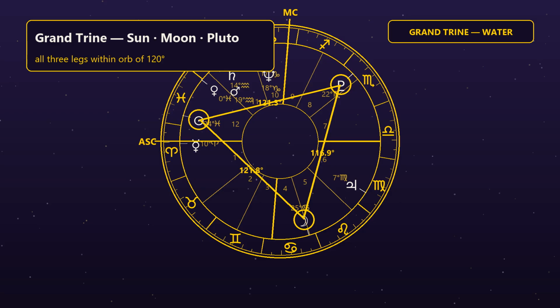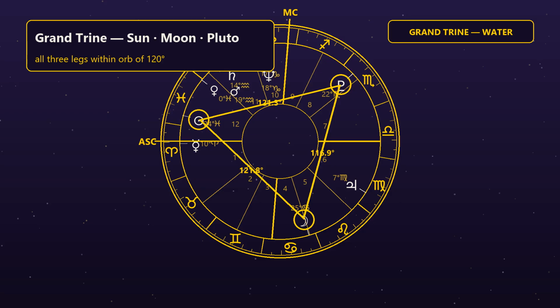Sun, Moon, and Pluto close a full triangle across the wheel. Astrologers call it a Grand Trine. Look at what connects them. Pisces, Cancer, and Scorpio are all water signs. Her identity, her emotional world, and her capacity for deep change aren't just individually at ease with each other. They're locked into one continuous loop of it.